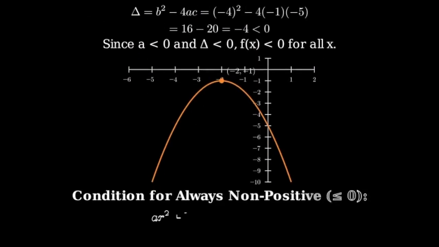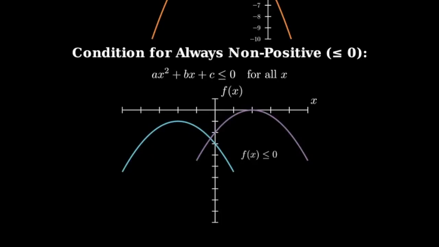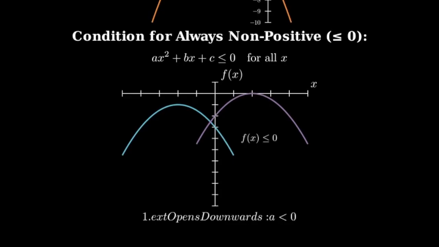Now, let's consider when a quadratic is always non-positive, meaning ax squared plus bx plus c is less than or equal to 0 for all real x. Again, for the function to be non-positive, 0 or negative, the parabola must not go above the x-axis. This still requires the parabola to open downwards, so the first condition remains the same. a must be less than 0.